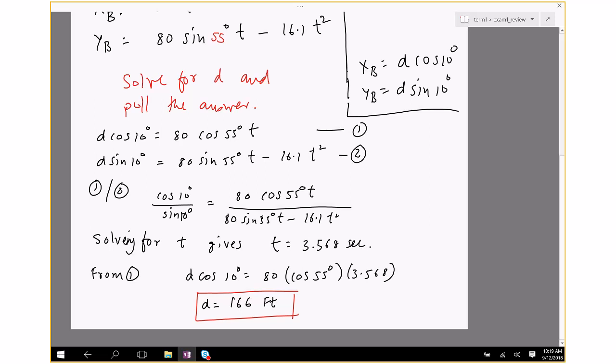So I see multiple people got this answer. I just solved it on the board. Okay, so I'm going to stop it. So 166 is the answer.